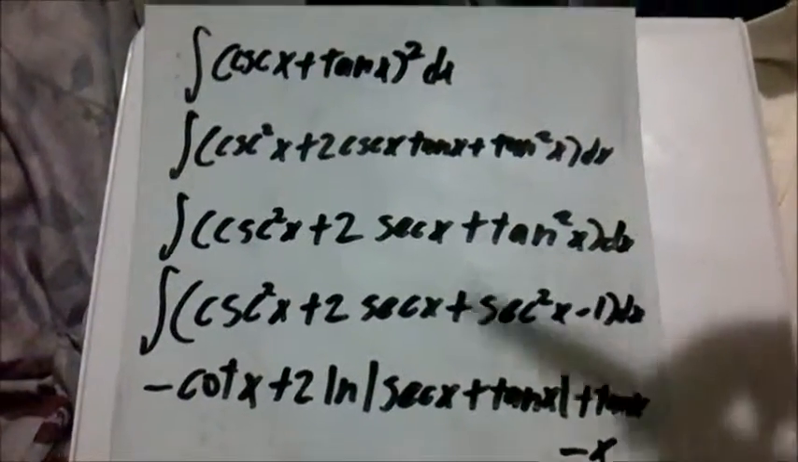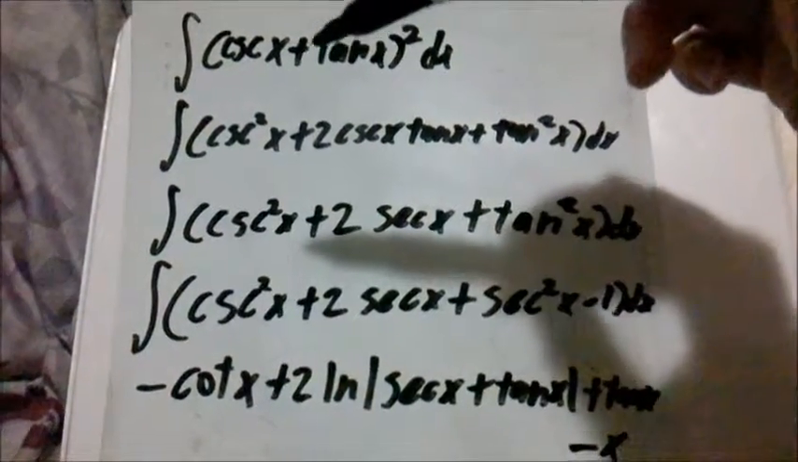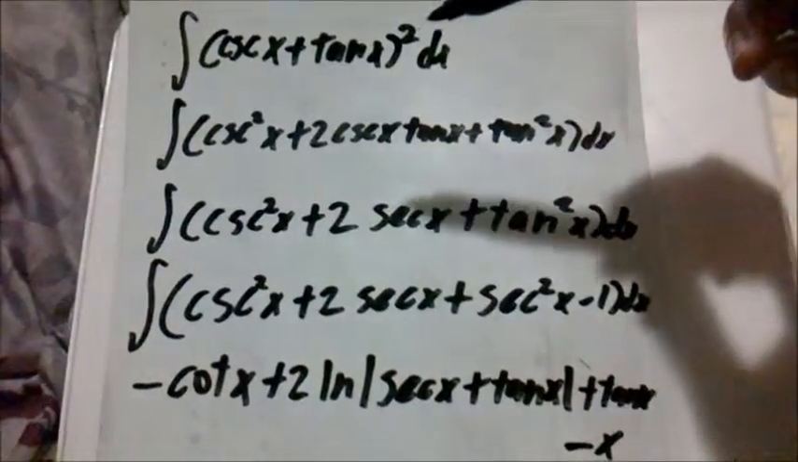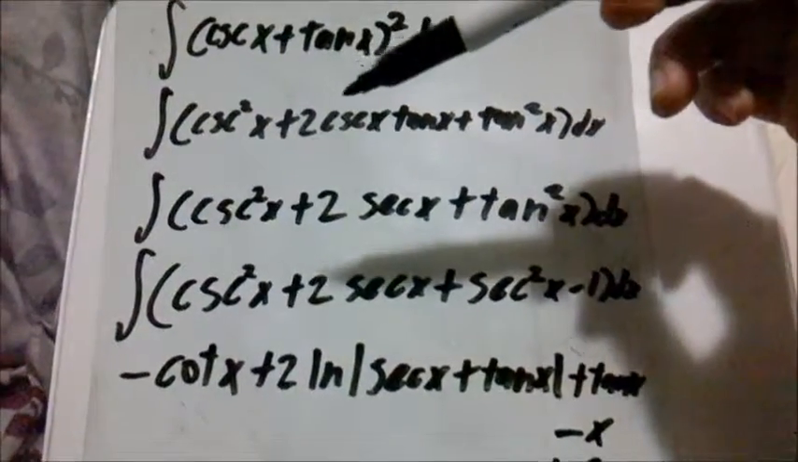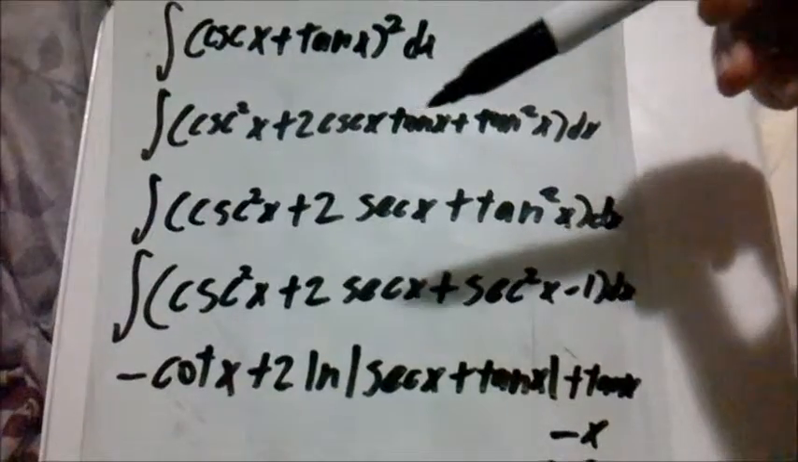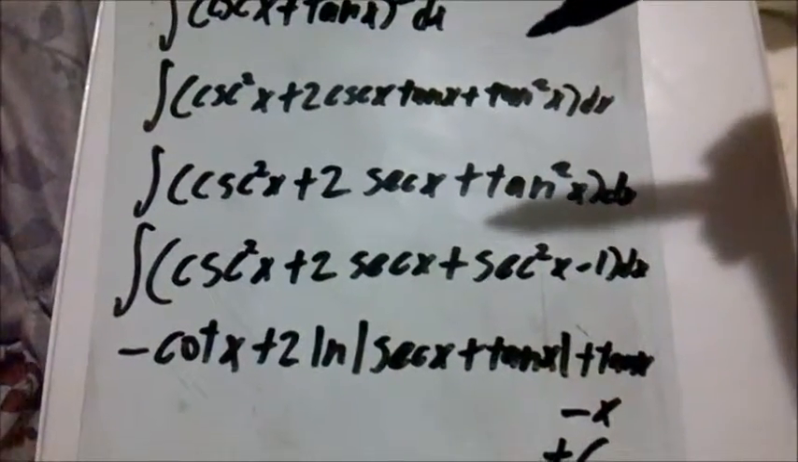Maybe just to recap, we started out with cosecant x plus tan x squared. We expanded it, so we got 2 cosecant x tan x here, and tan squared of x. I think that's pretty easy to follow.